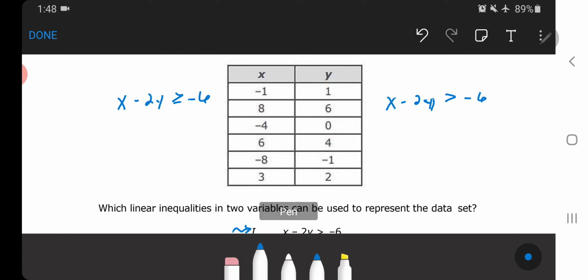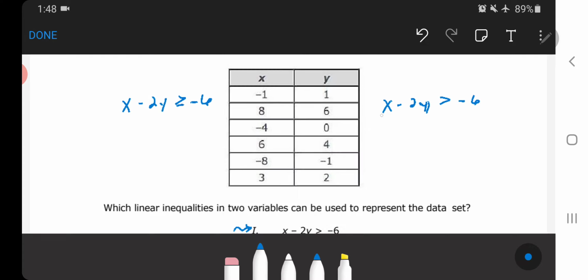8 comma 6. What we're trying to find is whether any of these points fail, because if any of them fail, then our equation does not work. So we have to go through each and every one of these points, but let's go ahead and plug them in.